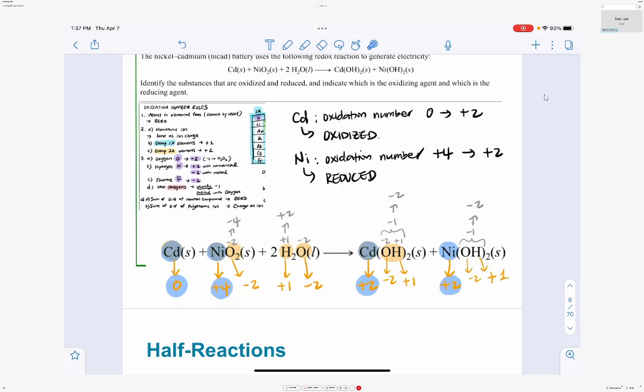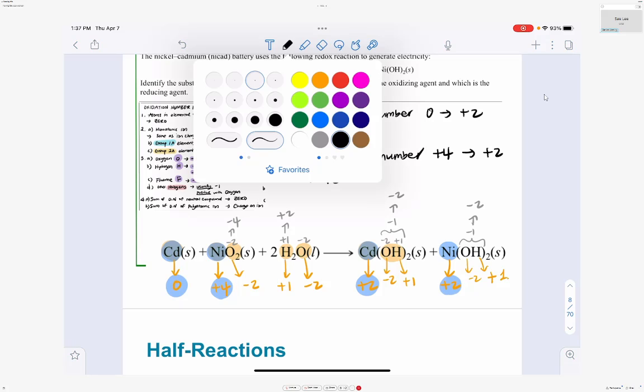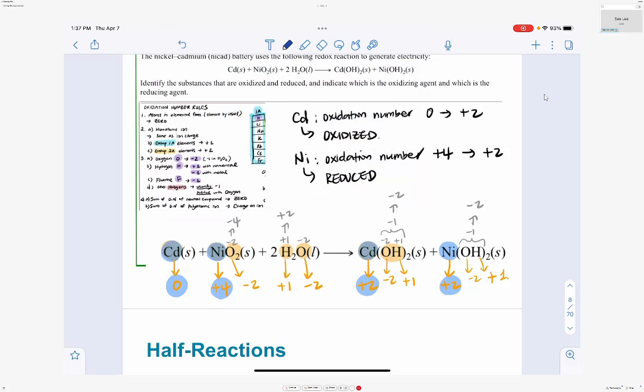Since cadmium is oxidized, and it caused nickel to be reduced, cadmium is the reducing agent. Nickel itself is reduced. Nickel is causing cadmium to become oxidized, so nickel is the oxidizing agent. Reducing agent, oxidizing agent.